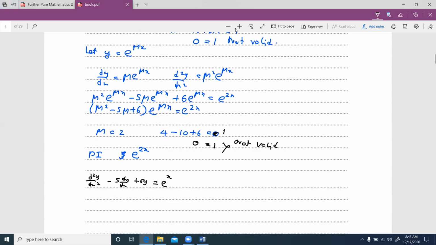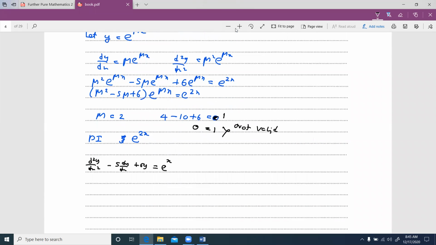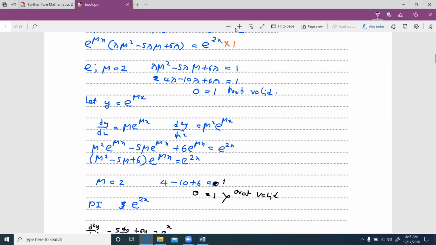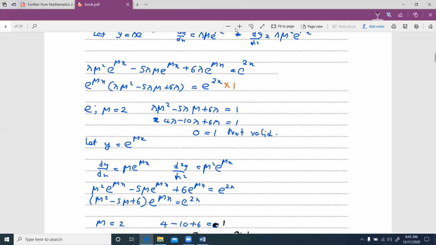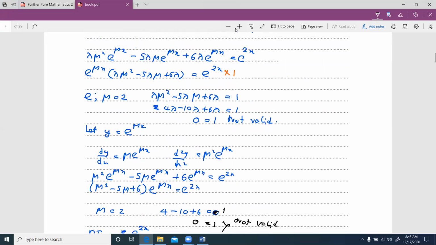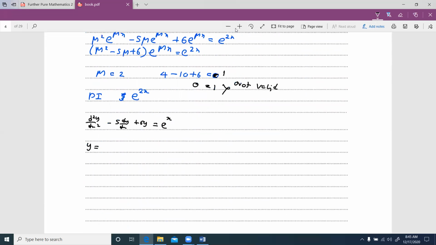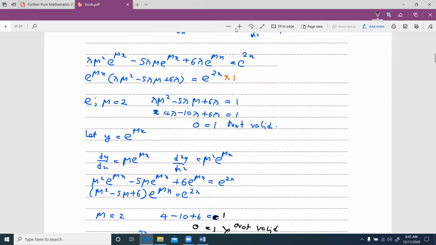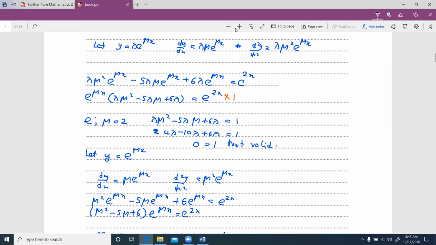So in this kind of situation, we can use another technique. Instead of the usual substitution, y equals lambda e to the power mu x, here the function is e to the power 2x, so I'll use another format: y equals lambda x e to the power 2x. You use that if the usual one does not work. Only if this does not work can we use this technique, right?